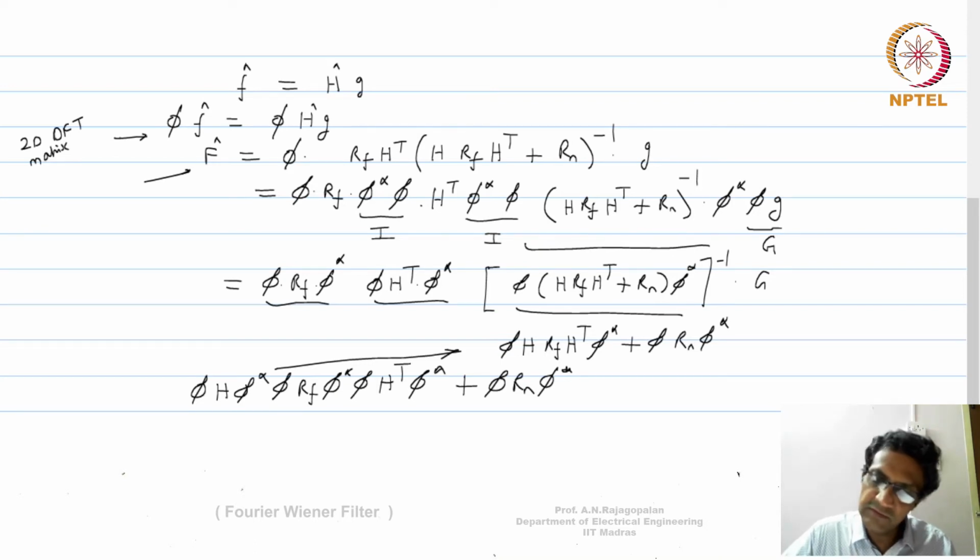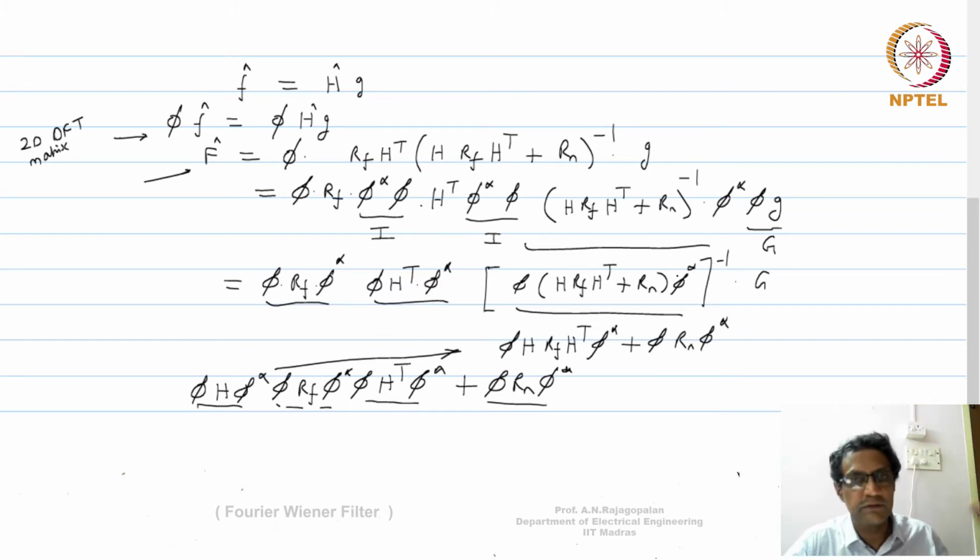Okay, so now let's write this down. Individually, if I take up the K Lth coefficient, remember that phi H phi star is a diagonal matrix, phi RF phi star is diagonal, phi H transpose phi star is diagonal, phi RN phi star is diagonal, because every one of these matrices is actually doubly block circulant. Therefore, the inverse is also diagonal, because it's simply the reciprocal of all the diagonal entries. Therefore, it makes it easy.